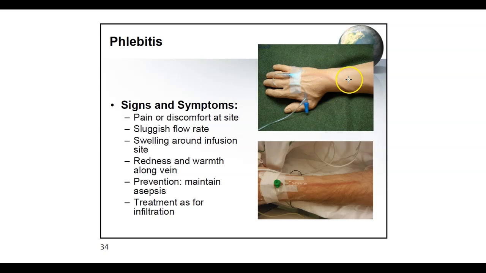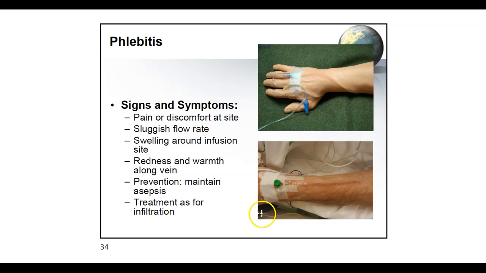Patients would complain about pain or discomfort in the area, and because of the inflammation in the lining, it can cause a sluggish flow rate. It may cause the pump to alarm, saying that it's occluded when it's not. And there can be some swelling surrounding the area, with redness and warmth along the vein. That's how you know it's phlebitis versus maybe infiltration or infection. As you can see here, this is from a mannequin, but this is from a real person. There is some redness or discoloration following that vessel, and if you touch it, it's going to feel warm.